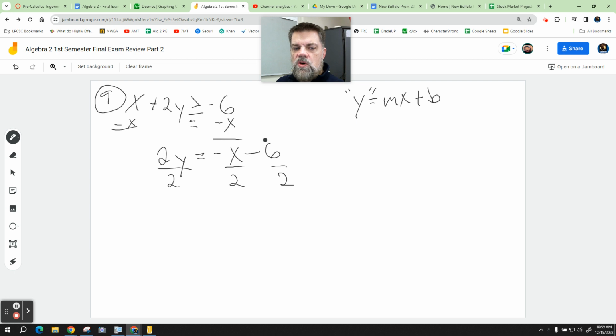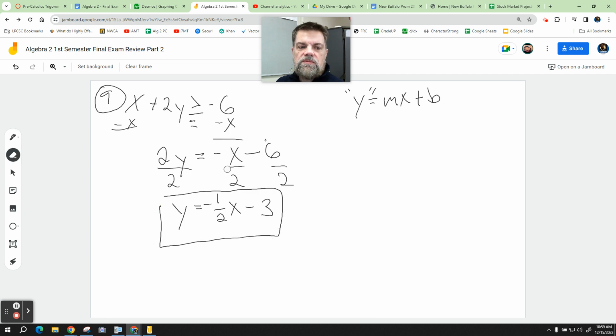2 divided by 2 is 1. 1 times y is y. And then we could just rewrite this as negative 1/2 x. What's 1/2 of 6? 3. So this is our... Oh, I made a boo-boo. That should be greater than or equal to, right? That's what we started with up here.